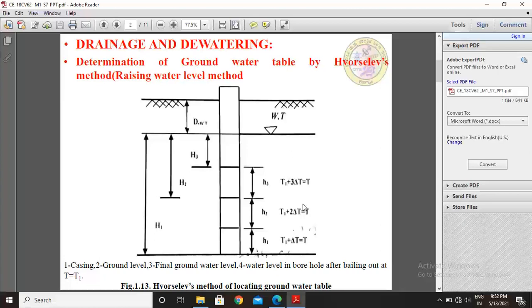Now I want to explain in detail drainage and dewatering topics. In that, first topic is determination of groundwater table by Hvorslev's method. It is also called as the rising water level method.